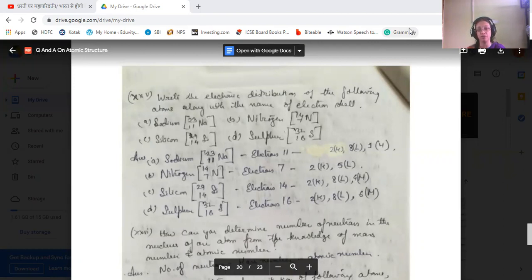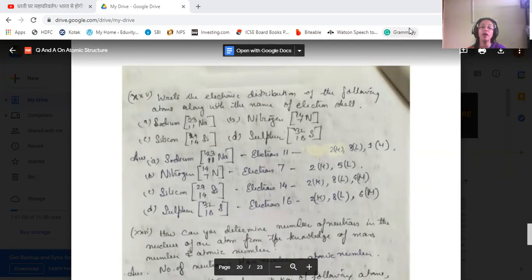the M shell. Then sulfur has 32 as the mass number and 16 as the atomic number. So electrons will be 16, and they will be arranged in this way. K will contain 2 electrons, L will contain 8 electrons, and the remaining 6 will be on the M shell.